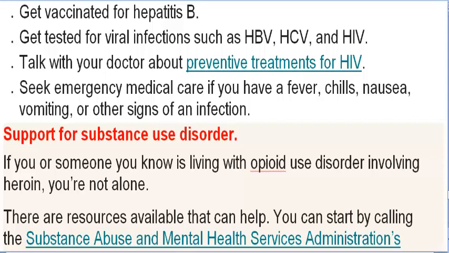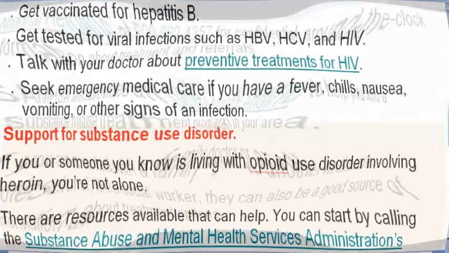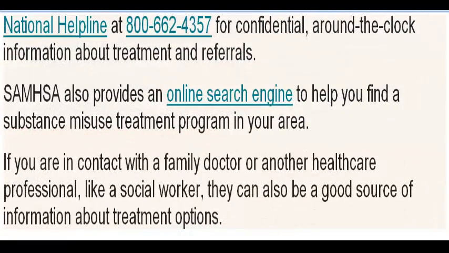Support for substance use disorder. If you or someone you know is living with opioid use disorder involving heroin, you're not alone. There are resources available that can help. You can start by calling the Substance Abuse and Mental Health Services Administration's National Helpline at 800-662-4357 for confidential, around-the-clock information about treatment and referrals. SAMHSA also provides an online search engine to help you find a substance misuse treatment program in your area. If you are in contact with a family doctor or another healthcare professional, like a social worker, they can also be a good source of information about treatment options.